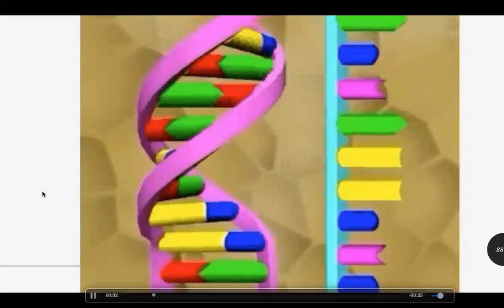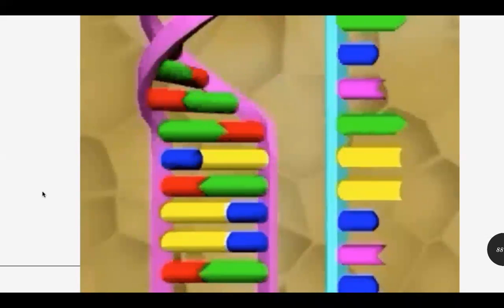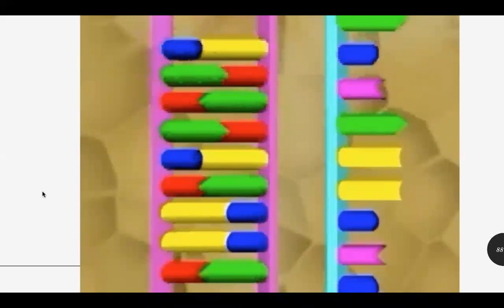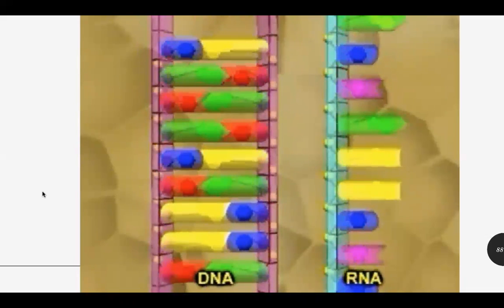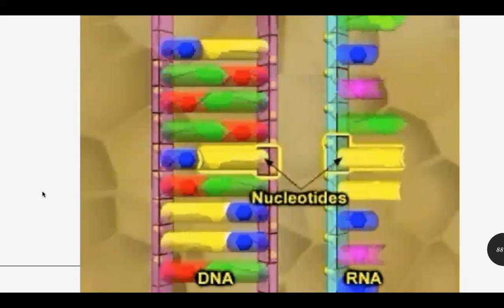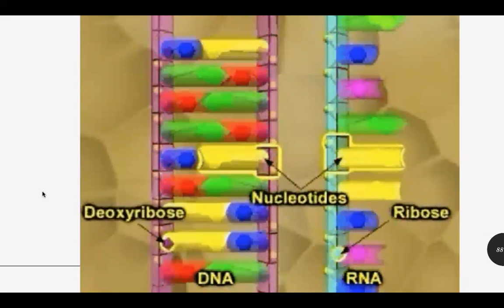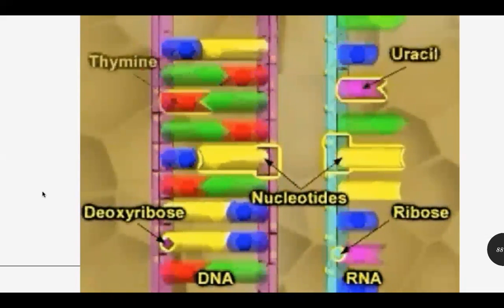The instructions in DNA are carried out with the help of RNA. Here you can see a DNA molecule and an RNA molecule. Notice that RNA differs from DNA in 3 ways. First, an RNA molecule has only 1 strand of nucleotides. Second, RNA contains ribose instead of deoxyribose. Third, RNA has the nitrogen base uracil instead of thymine.